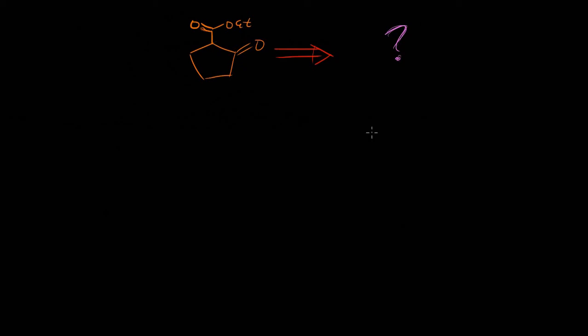So let's suppose that we're given this synthesis question like the one I've posed here, where we're supposed to find what this pink question mark is representing. And we're given this orange product, and from this orange product, if we said that our highest priority group was the ester, then we can call this our alpha carbon, and this would be our beta carbon.